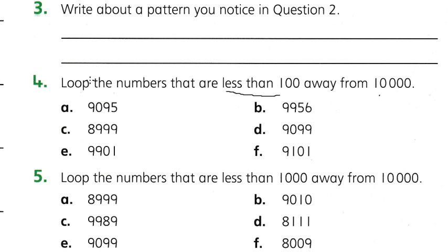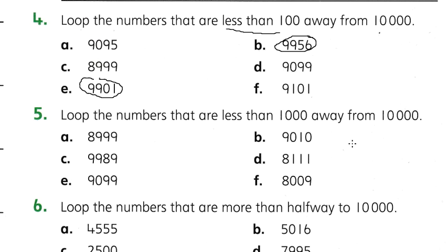let's read through this again. Loop the numbers that are less than 100 away from 10,000. So you want them to be numbers that are small. You only have about, so 99 more to go to get to 10,000, which would make this one of them. So we circle that one, and that one's only 44 away, so we'll circle that one. That one we won't, that one we won't, and those two we won't. You've got to be really careful to make sure you read them carefully. I nearly got caught on that one.